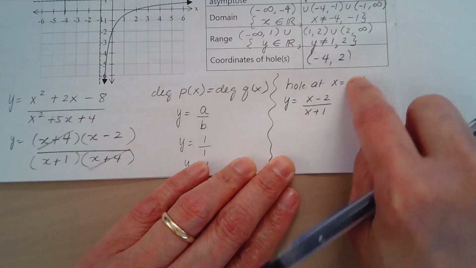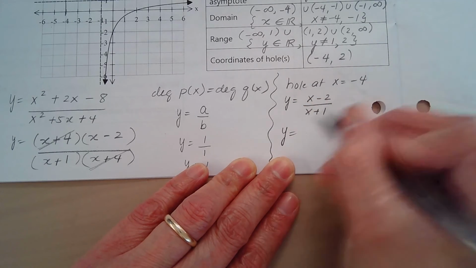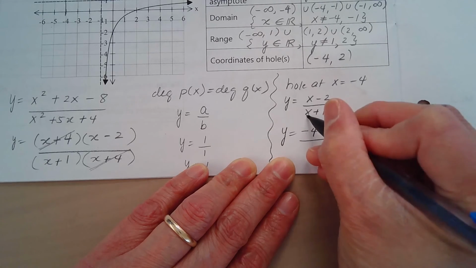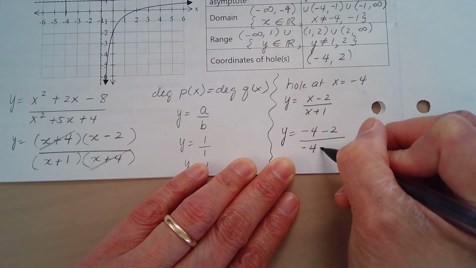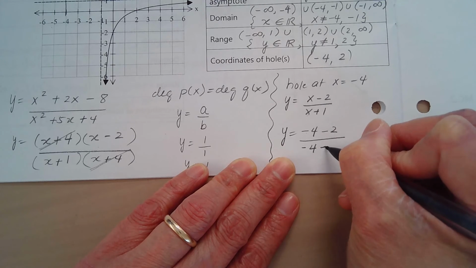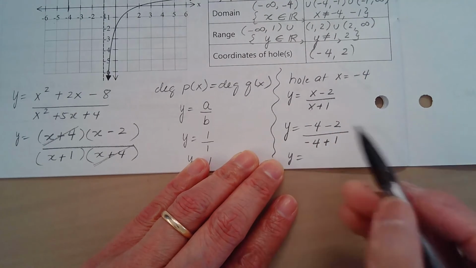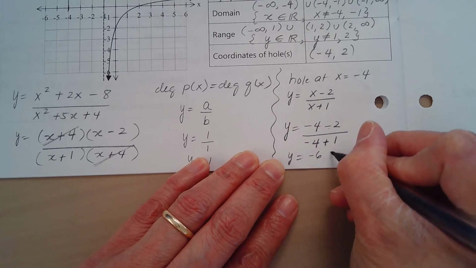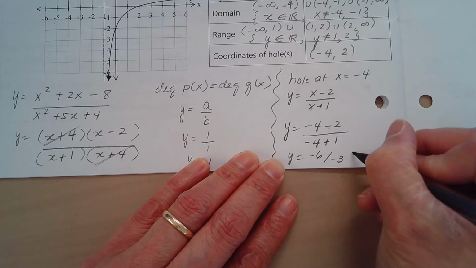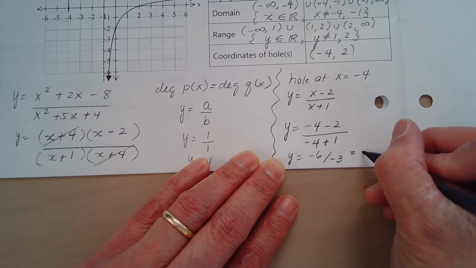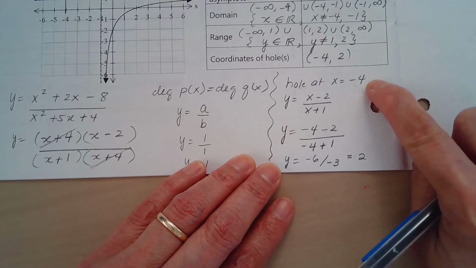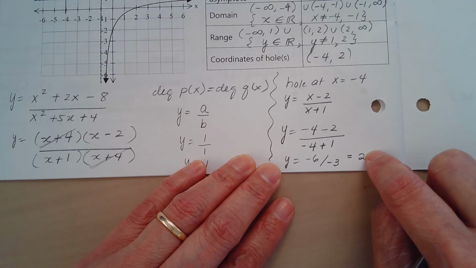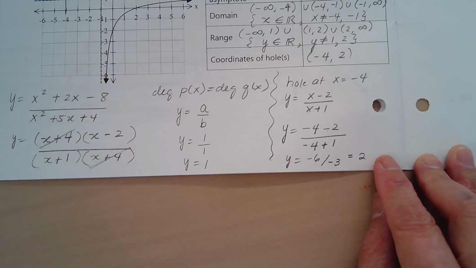So we're going to put that x value in here. Negative 4 minus 2 over negative 4 plus 1. That's going to give us negative 4 minus 2, minus 6, over minus 3. Negative 6 divided by negative 3 is positive 2. So when x is negative 4, y is positive 2.